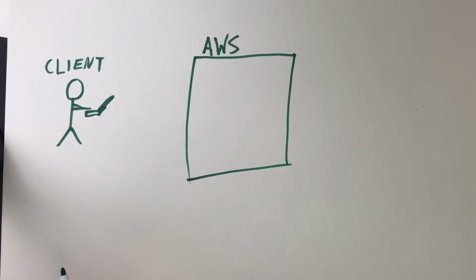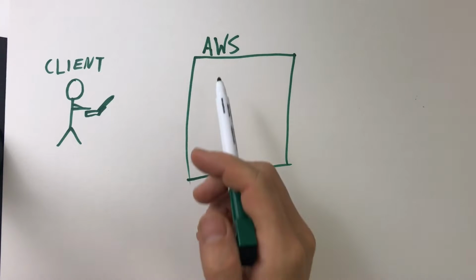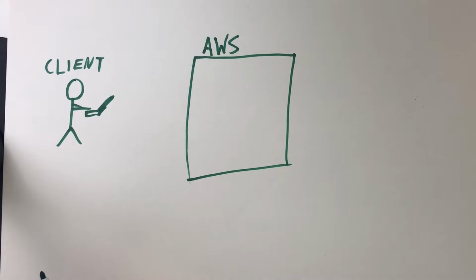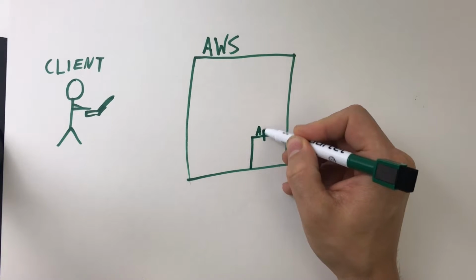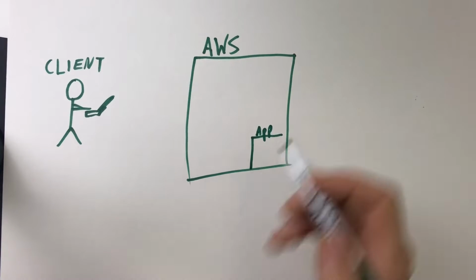So we reserve a little computer space from AWS, and we want to turn it into a server. So in order for our client to request our app, we need the app on that server. Here's your Django app. Great, it lives there.